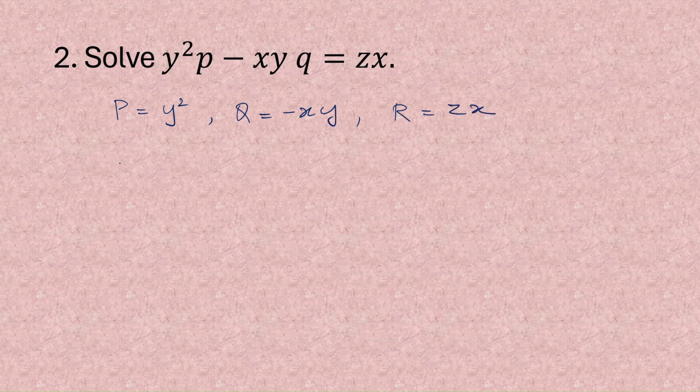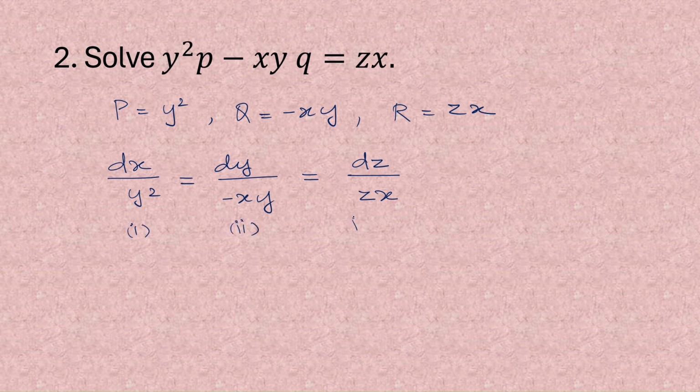Now we shall write the subsidiary equation, which we can write as dx by capital P, that is y square, dy by capital Q, minus xy, is equal to dz divided by capital R, that is zx. Now we shall name them ratio 1, 2 and 3. Comparing ratio 1 and 2 as usual, dx by y square is equal to dy divided by minus xy.